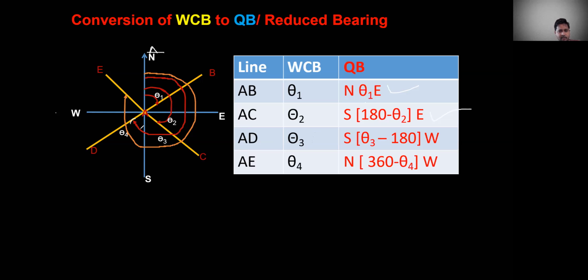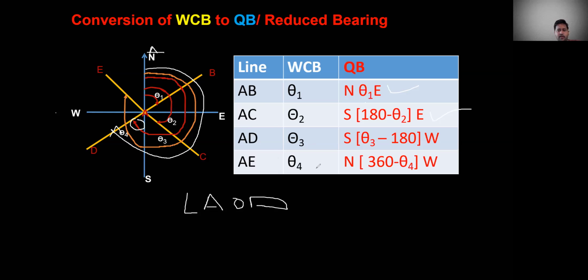So here the angle will be with reference to the north, and it will end at D. So here AD, the angle between them gives you the coordinate value. So theta 3 minus 180 gives you the theta that will be converted into quadrilateral bearing.